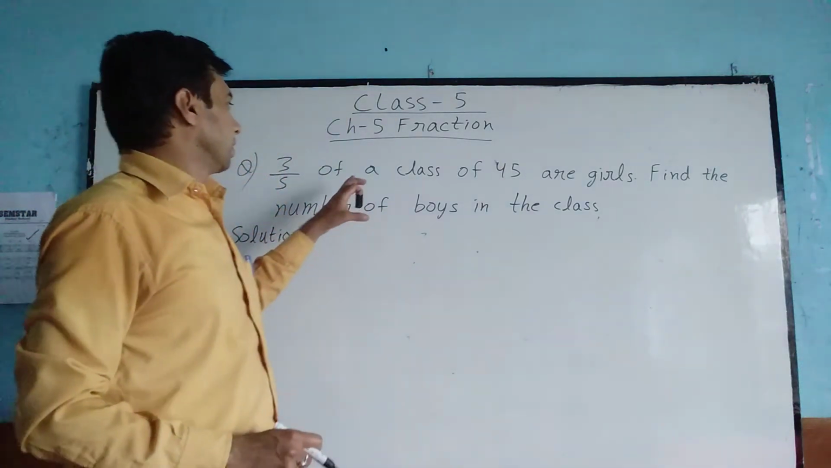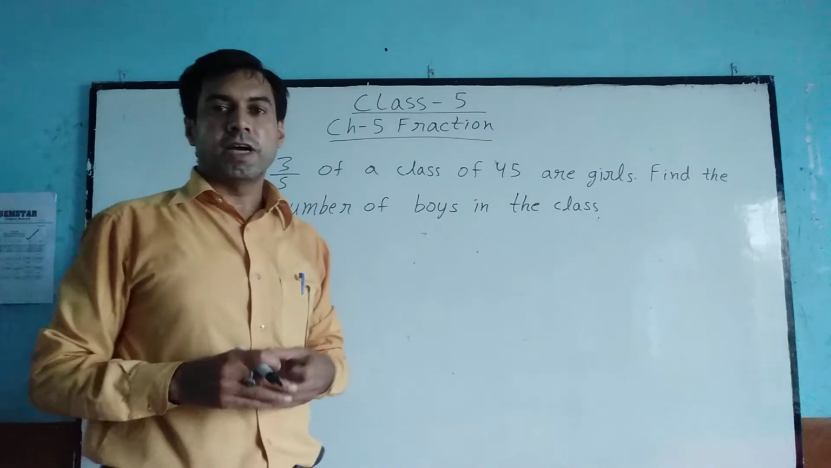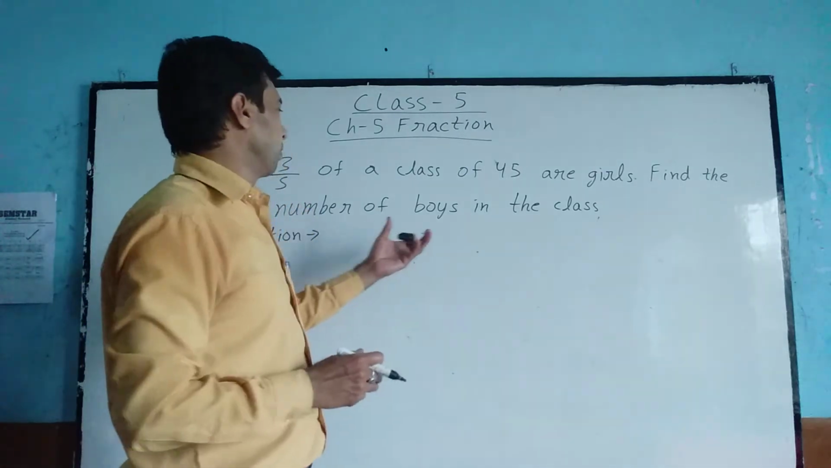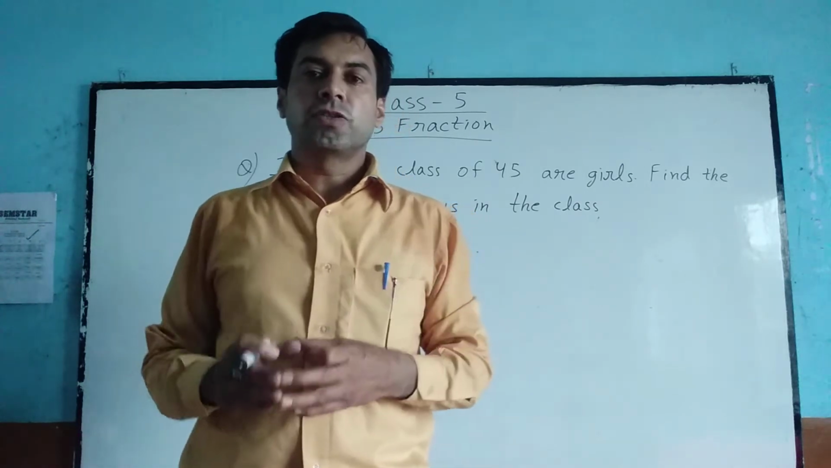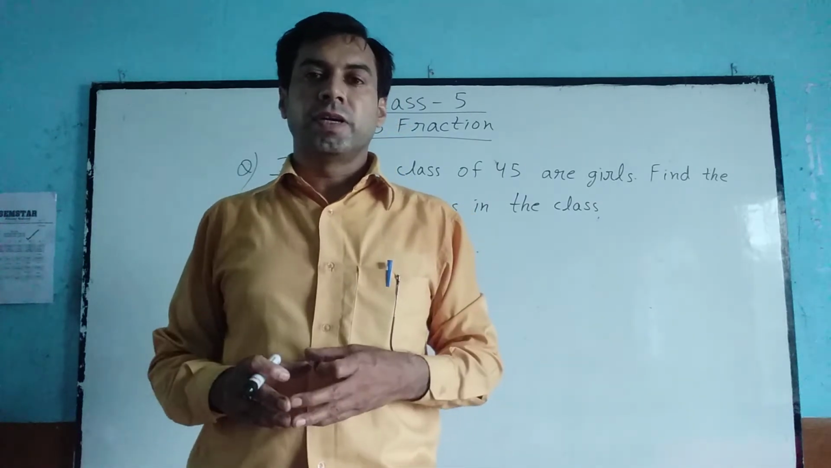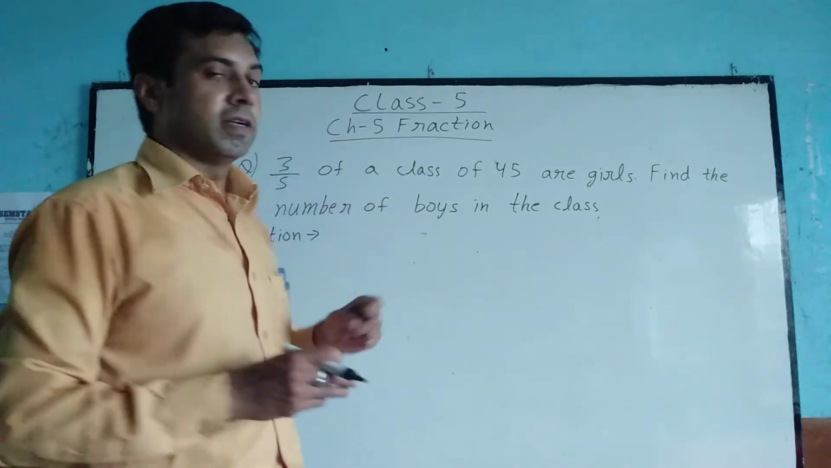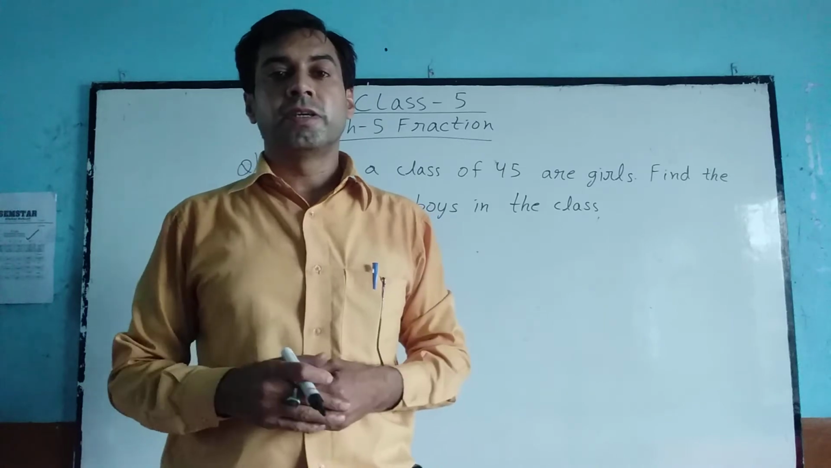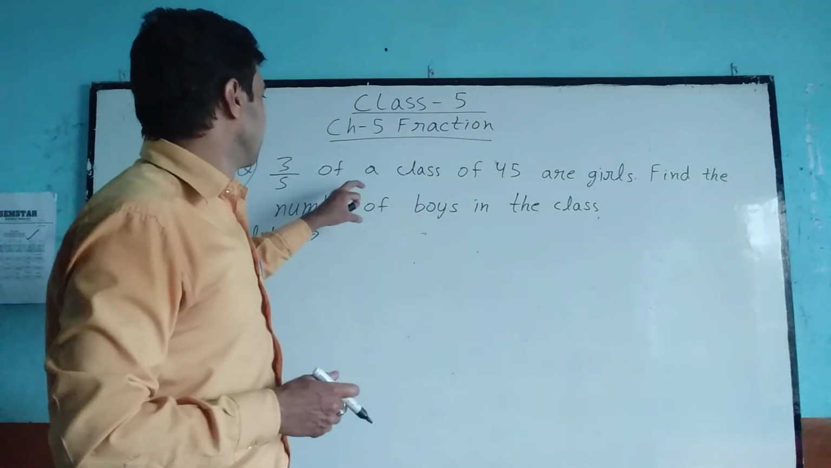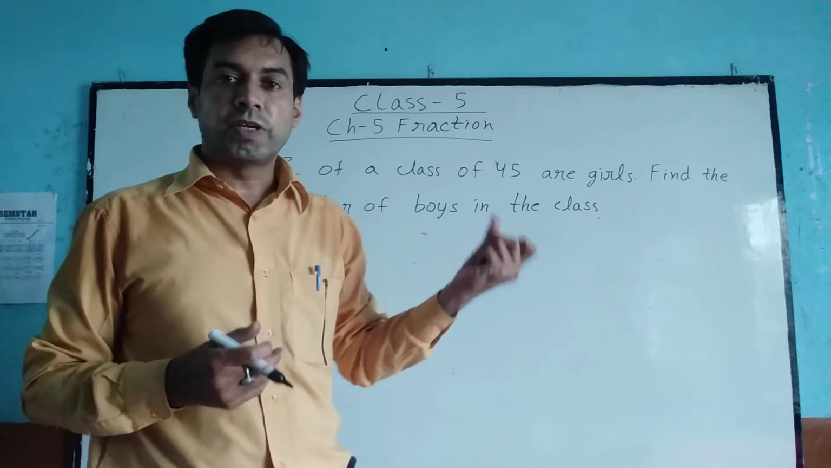Next question. 3 by 5 of a class of 45 are girls. Find the number of boys in the class. Student, what is the strength of the class? 45. So in that 45, 3 by 5 are girls. So what is the number of boys? First we find out the 3 by 5 quantity, 3 by 5 of 45.